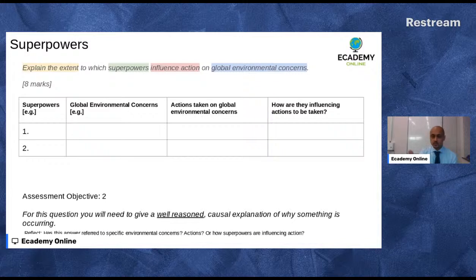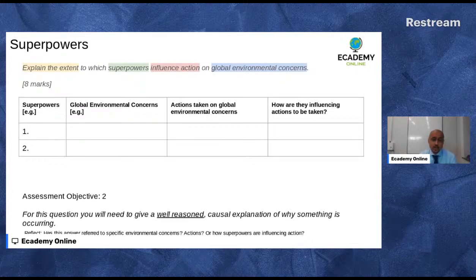So here's what I would do. I just write down some superpowers that I know of. So for example, I might write down here, United States and China, let's say for argument's sake. Okay, so what kind of global environmental concerns might they have? I'll write down whatever it might be, water insecurity, for example, or emissions from coal-fired power stations, the nitrogen oxides and carbon monoxides and so forth.